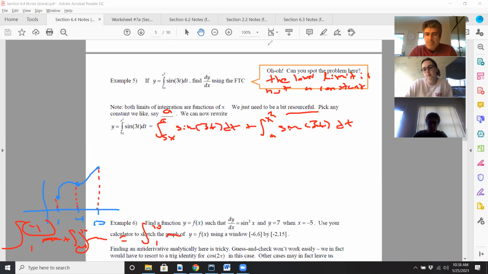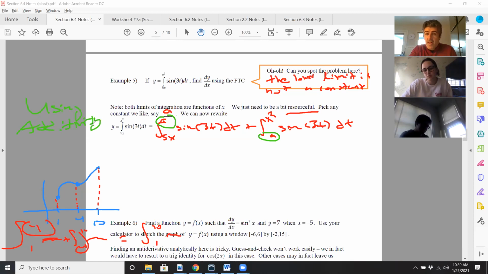So why not do the same thing here with 5x and x squared? I don't know what x is exactly, but there's no harm in doing that. You totally can get away with that. And don't worry, oh, well, how do I know x squared is going to be bigger than 5x? Don't worry about that. You just rewrite the integral in this way. So this is using the additivity property. So you're getting a little creative here.